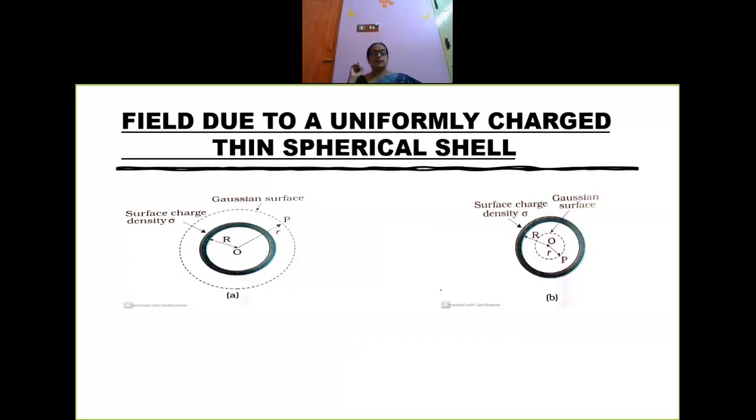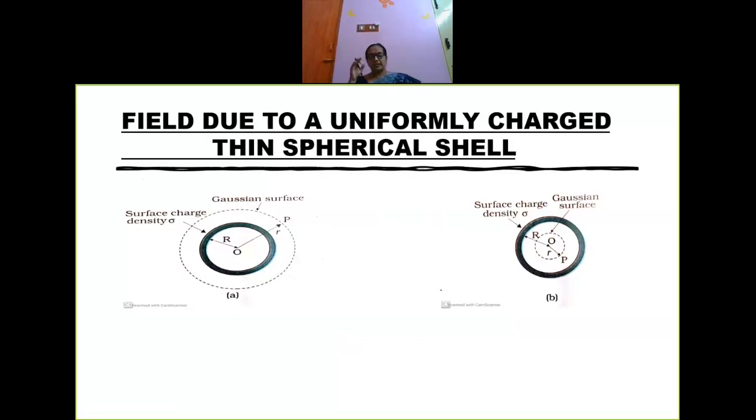Now I'm going to consider a point P outside. Now this is a spherical shell, and the radius of the spherical shell is taken as capital R. Now to this spherical shell, I am going to imagine a Gaussian surface. The dotted lines represent the Gaussian surface. I am going to consider a point P on the Gaussian surface, and all the charges are uniformly and continuously distributed here. And this point P is at a distance of small r from the center. So I am going to find out what is the electric field here.